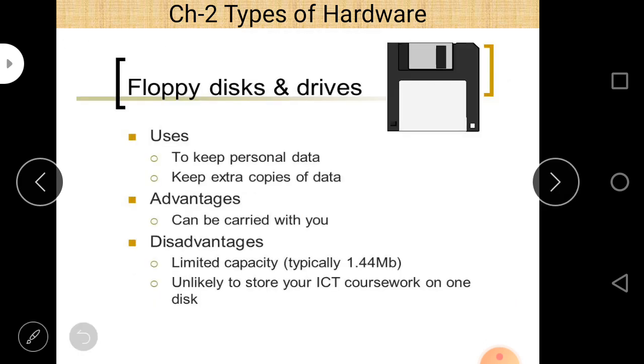Next is a floppy disk and drives, and their uses. They are used to keep personal data and keep extra copies of data. Advantages: they can be carried with you. Disadvantages: limited capacity, typically 1.44 MB, and it is unlikely you can store ICT coursework on the disk. So these are the basic disadvantages of a floppy disk.